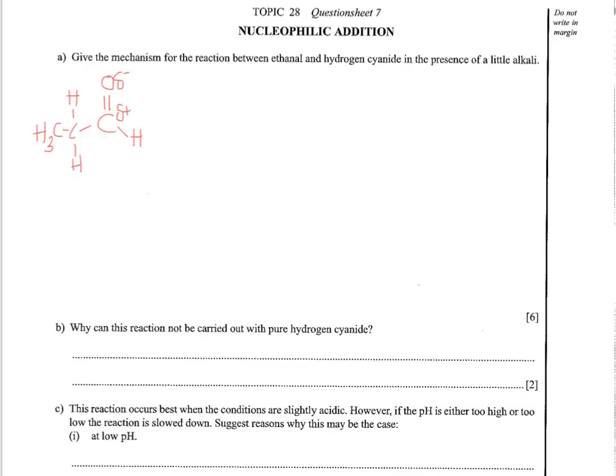First thing I do is I draw my ethanol with the dipoles on the carbonyl group, the C double bond O. And draw my nucleophile in the vicinity, so I can draw my curly arrow nice and easily from between the two electrons of the lone pair on the carbon onto the slightly positive carbon of the carbonyl group. So the next thing I do is draw the intermediate.